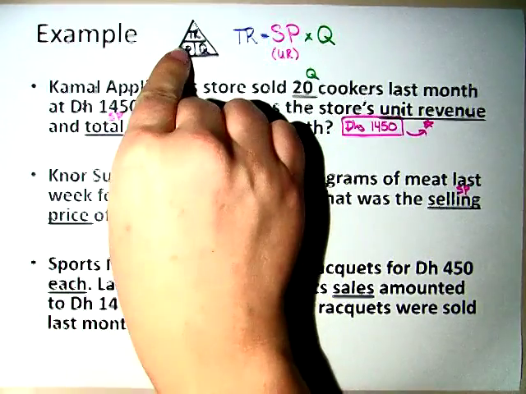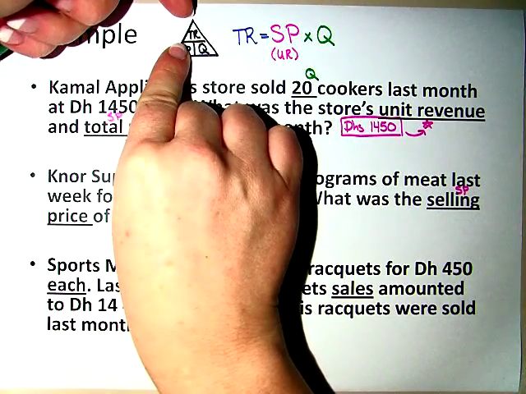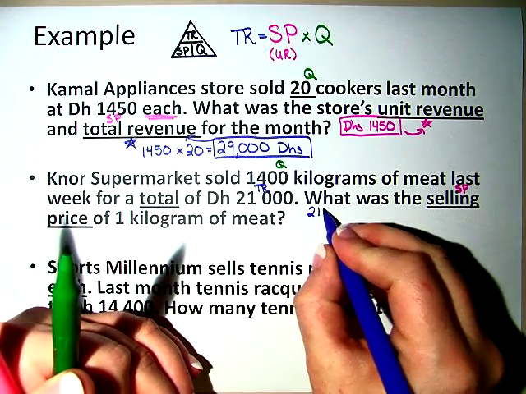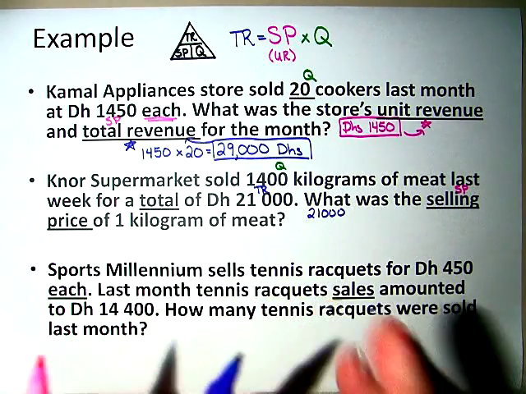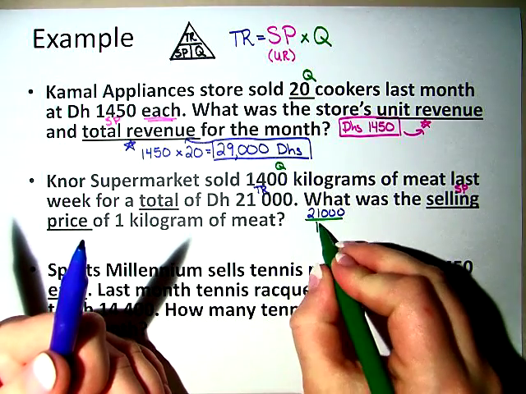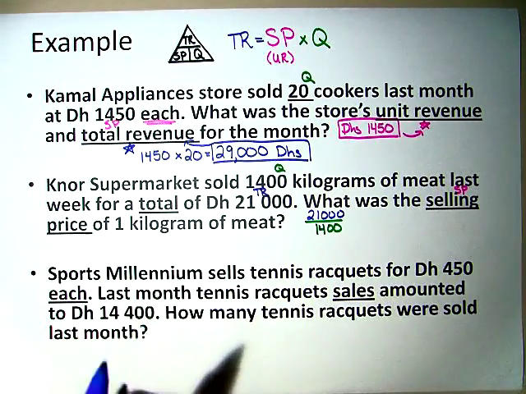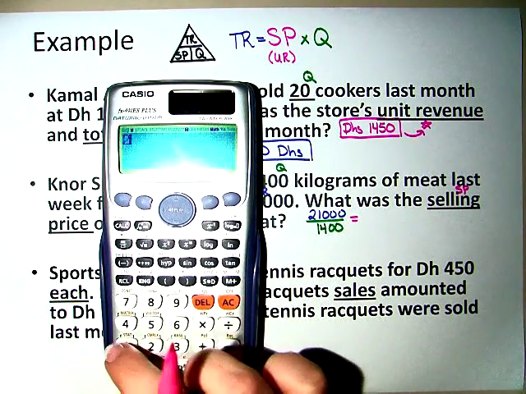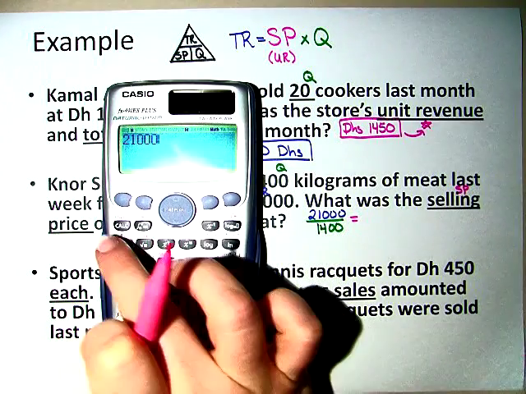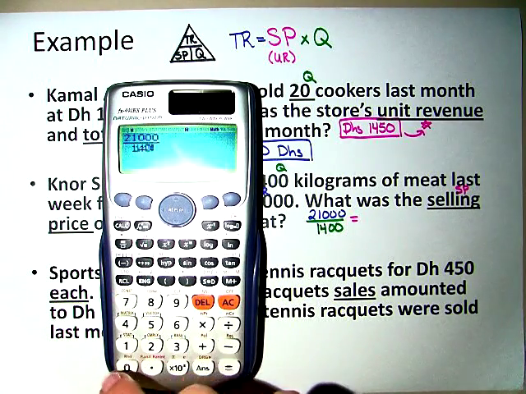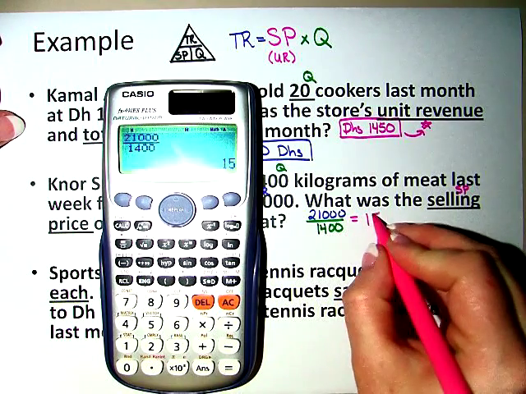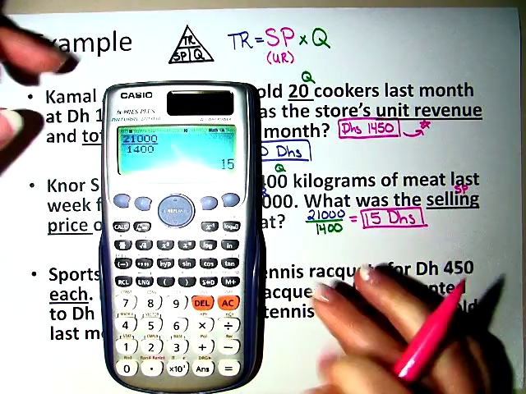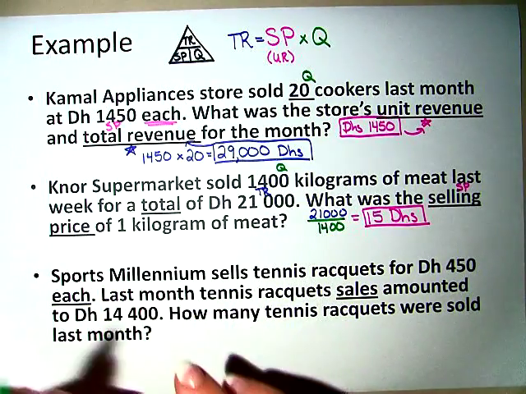So to find selling price, we have to take the total revenue and divide by the quantity. So we're going to do that. 21,000 divided by 1,400 gives me a selling price of, take our calculator, 21,000 over 1,400 is 15 dirhams. So this was the selling price for the meat.